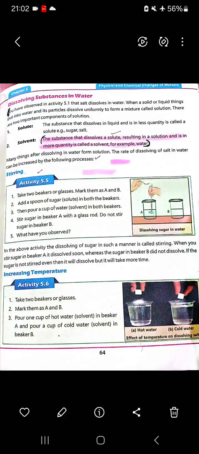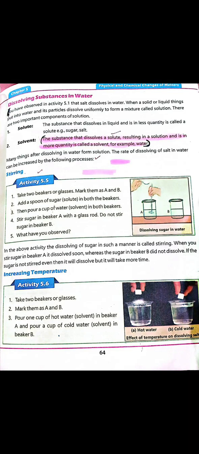First of all, what is a solute? The substance that is in less quantity and that dissolves in the solvent is called the solute. And the solvent is the substance that is in large quantity and that dissolves the solute. Examples of solute are salt and sugar. An example of solvent is water.